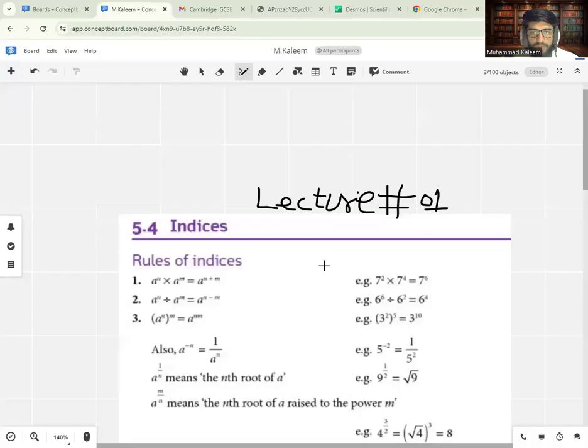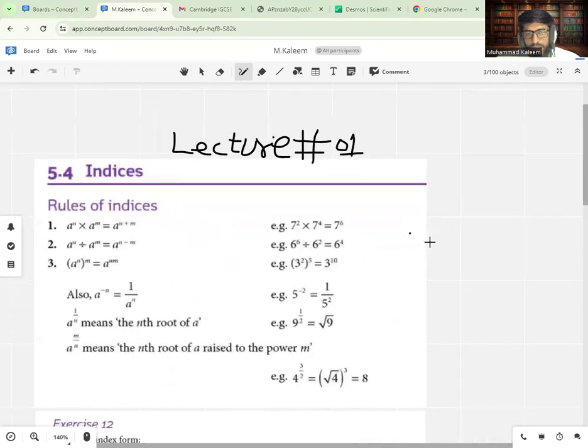This one is lecture number 1. Okay, first topic, indices. Let's define it and see why there is a need for indices.